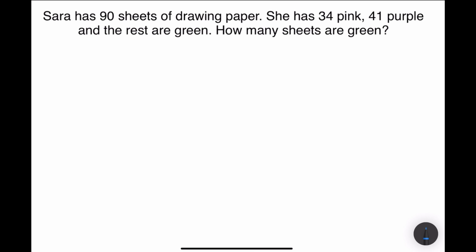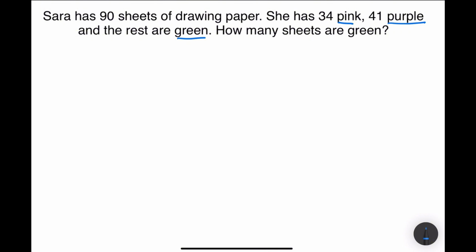So here we go. Sarah has 90 sheets of drawing paper. She has 34 pink, 41 purple, and the rest are green. How many sheets are green? Okay, hopefully in your mind you saw a little girl with a bunch, like maybe a box of drawing paper, and it's already separated into 3 categories for us, which is super helpful.